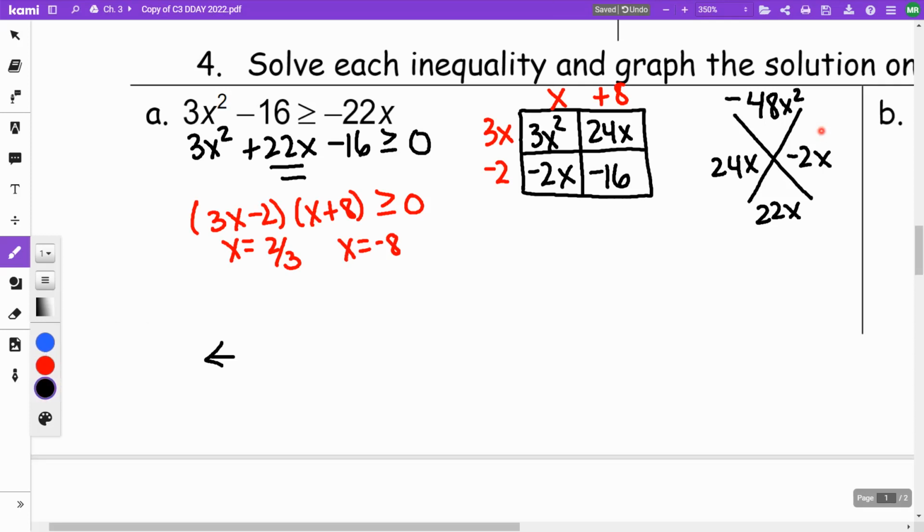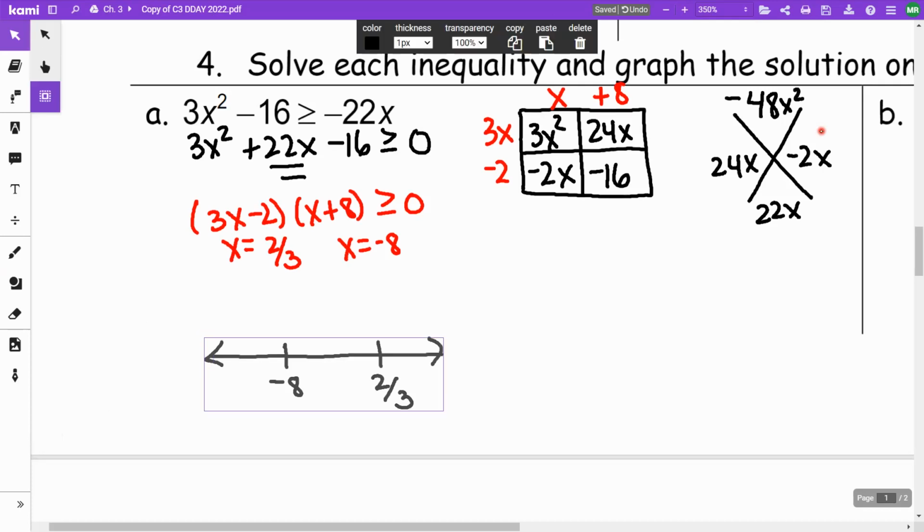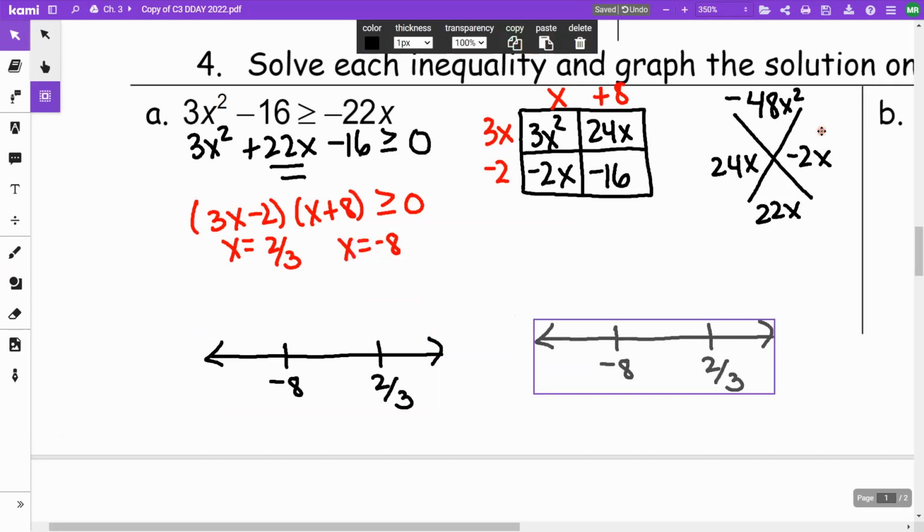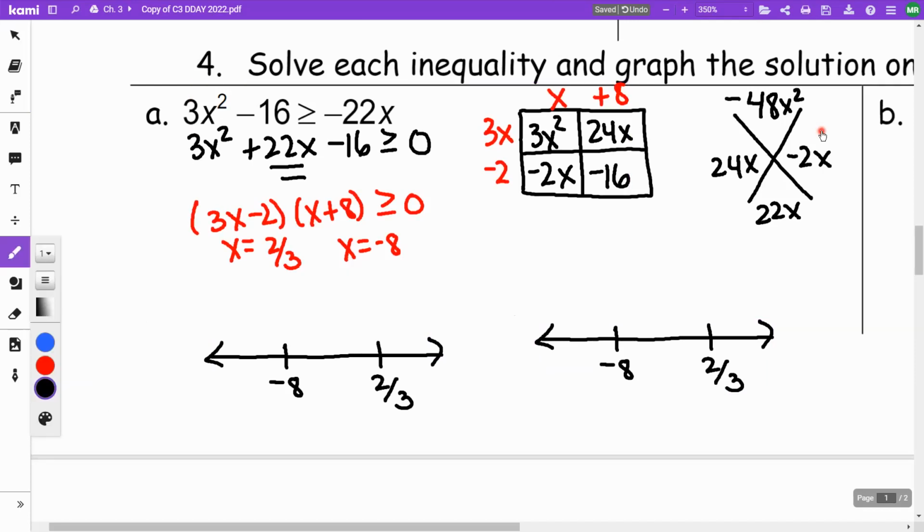So if I'm putting this on my graph, I'm going to have a negative 8. I'm going to have a 2/3, and I'm just going to copy this. I'm going to have it twice here. One's kind of my working graph and one's my final. So when I'm looking at this, that's greater than or equal to. So that means I am going to have both of these solid dots. Okay. And then I want to figure out where I am shading. So again, this is a parabola. We want it to be greater than or equal to. So if I'm thinking about a parabola, okay.